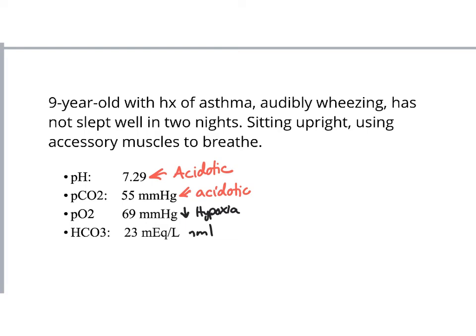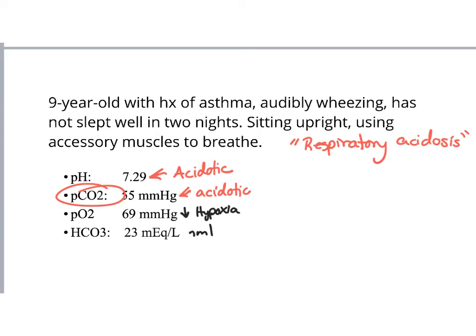So what we have here is an acidotic situation, and because it's the CO2 level that's out of whack, and we said that was our respiratory indicator, I know that this is called respiratory acidosis. Whenever you see a blood gas, that's what you need to decide. Is it acidosis or alkalosis? And is it a respiratory problem or a metabolic problem?